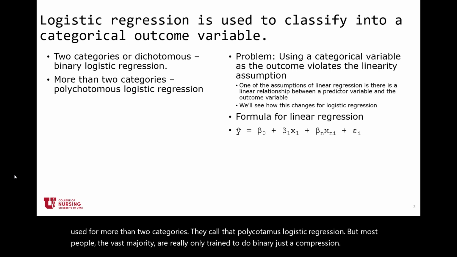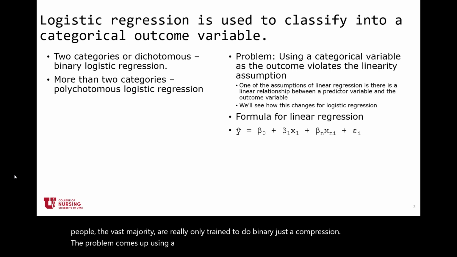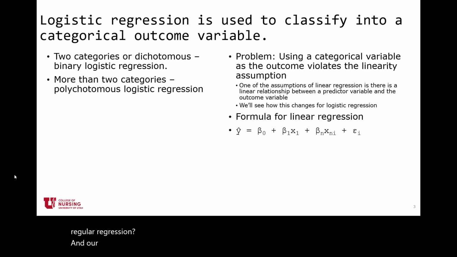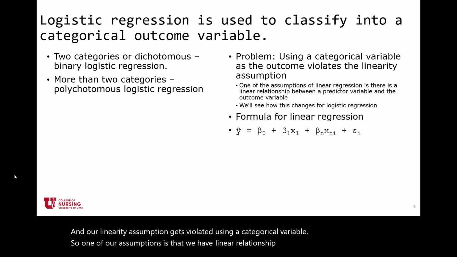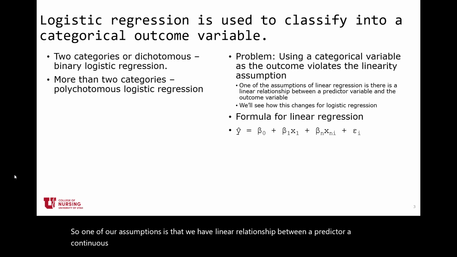The problem comes up using a categorical variable. You might wonder, why don't we just use regular regression? And our linearity assumption gets violated using a categorical variable. So one of our assumptions is that we have a linear relationship between a continuous predictor and a continuous outcome, and that gets violated. So we'll talk in a second how we deal with that.